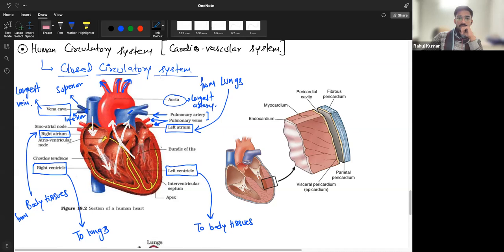So blood comes here, and then from here it goes down, and from down it goes into the aorta. Clear, everyone?